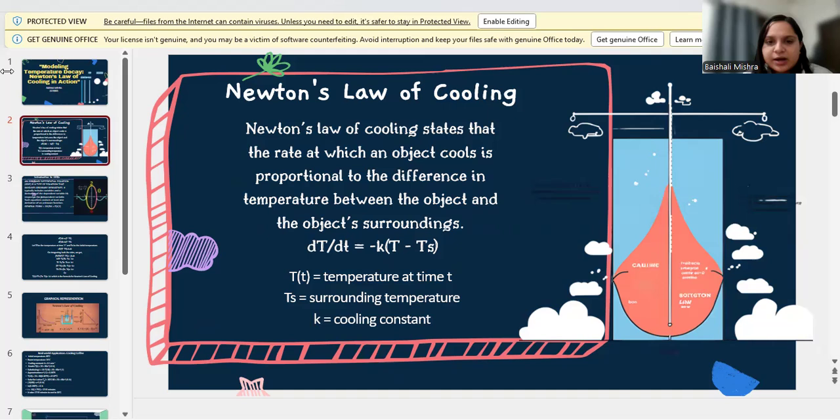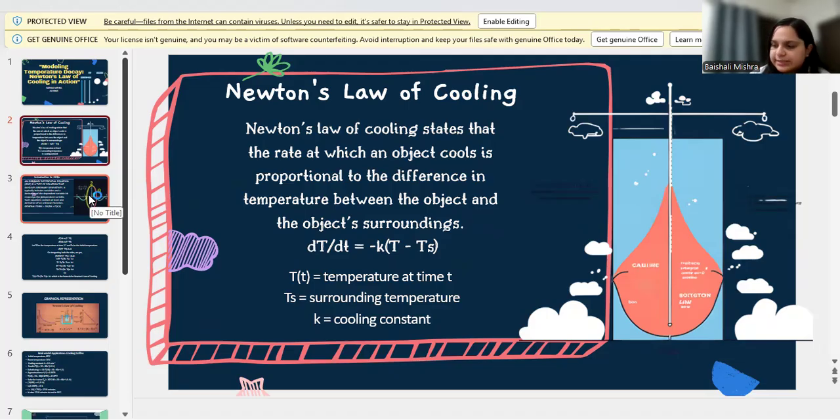Here is the formula for Newton's law of cooling: dT/dt = k(T − Ts). We define capital T as the temperature at time t, Ts as the surrounding temperature, and k as the cooling constant.